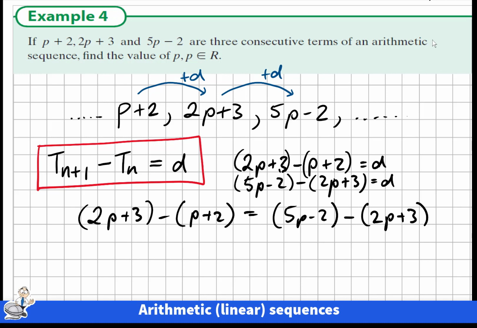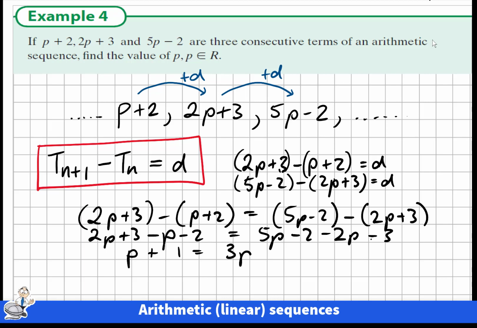Now this is an equation, there's only p's in it, so we've sort of solved our problem. Just be careful with your signs here. So I have 2p plus 3, I'm subtracting p and subtracting 2. I have 5p minus 2, I'm subtracting 2p and subtracting 3. Just tidying up the left hand side here, 2p take p is p, plus 3 minus 2 is plus 1. On this side I have 5p take 2p, which is 3p, and negative 2, negative 3, which is negative 5.